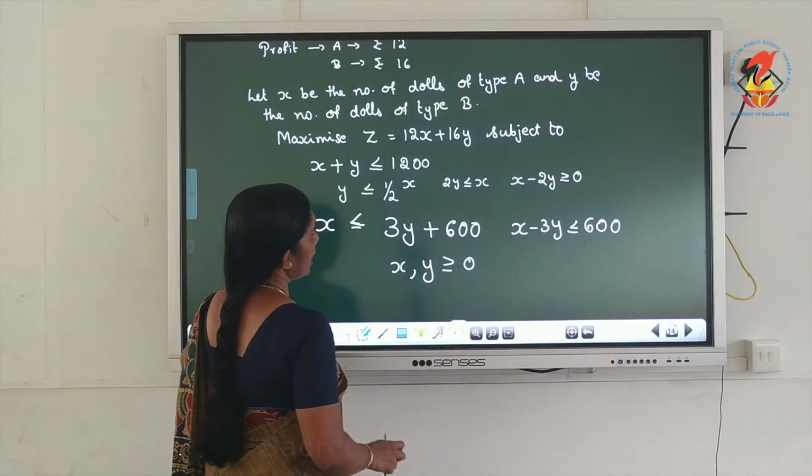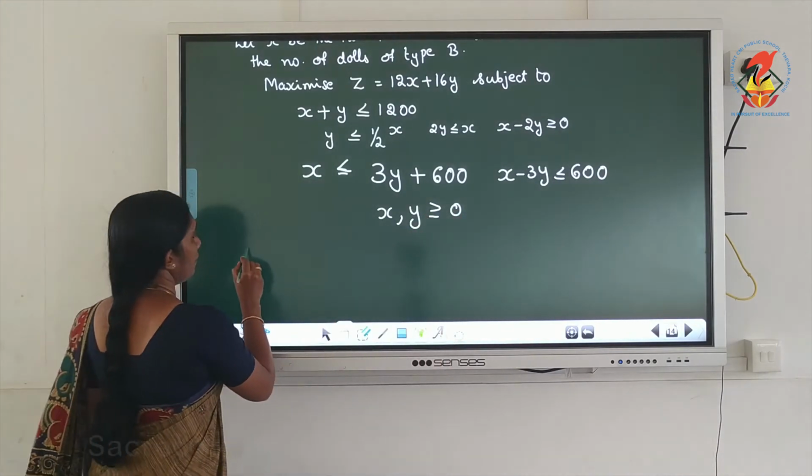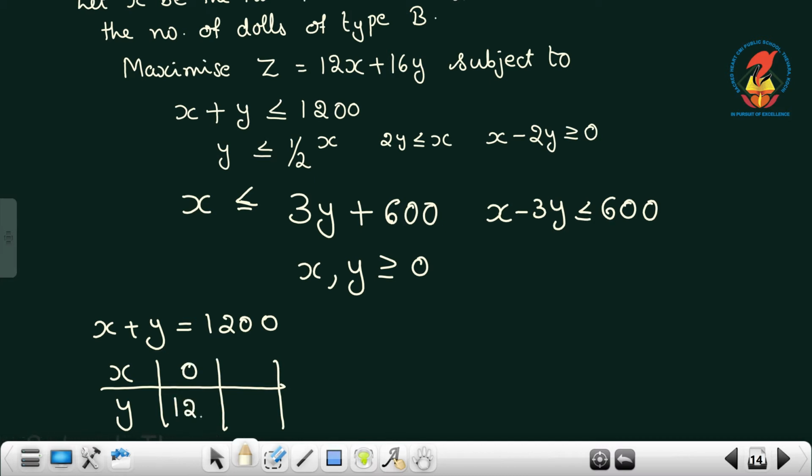Now, we have to draw the graph. For that, find the points. X plus Y is 1200. So, X, Y: when X is 0, Y is 1200; when Y is 0, X is 1200.